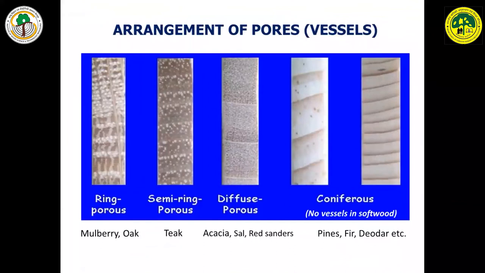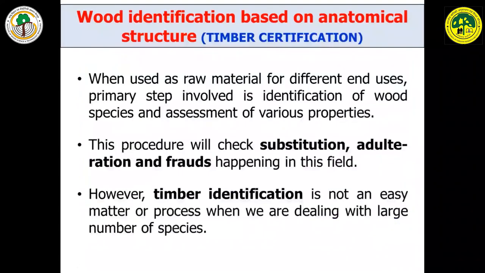Here we can see that different types of woods can be classified into different classes, like ring porous wood, semi-ring porous wood, and diffuse porous wood, depending on the distribution and the size of the vessels present. Here we have given examples: ring porous wood, mulberry and oak; semi-ring porous, teak; acacia, sal and red cedar are diffuse porous woods; and the conifers, the pines and firs, are the coniferous woods.